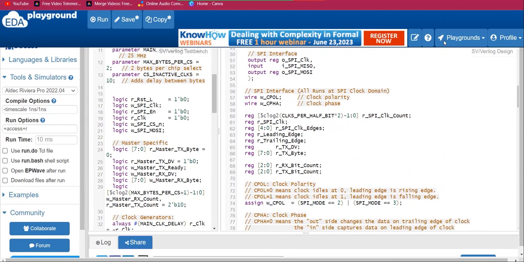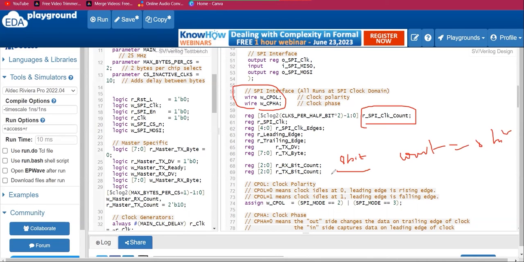Next, wires for clock polarity and clock phase, these signals. And we have taken a counter, clock count. It is just to count how many clock cycles are required, since we transmit the data per half bit clock. Actually, in I2C or APB, we take the count size as 8 bits, because we are transmitting 8 bits of data, so automatically the count size is 8-bit.